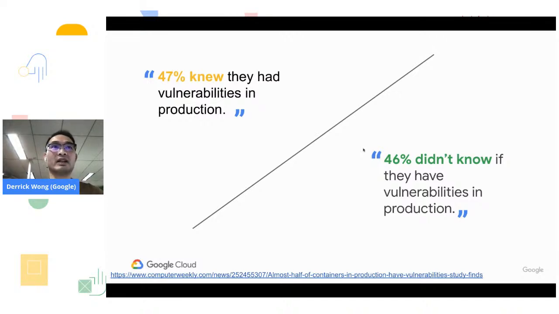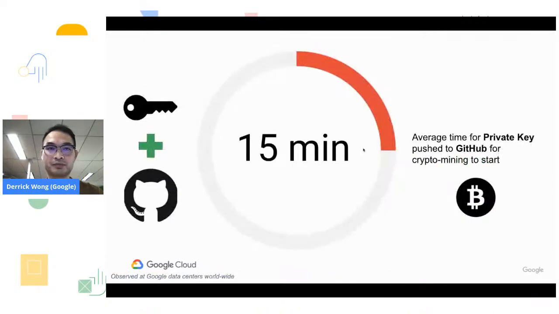47% knew that they had vulnerabilities in production. That's quite high. I think this implies they knew there's a vulnerability, but they cannot patch it quickly, right? 47% they knew it, and then another 46% they don't even know it. They don't even know that there is a vulnerability. Maybe they haven't really got any scanning tools, checking tools, to help them find out the vulnerability. That's very, very high in terms of the percentage.